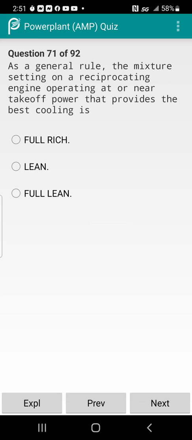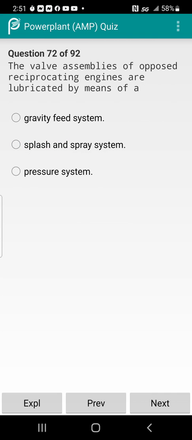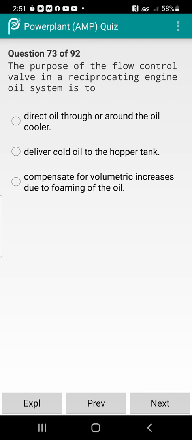As a general rule, the mixture setting on a reciprocating engine at or near takeoff power that provides the best cooling is full rich. The valve assemblies of an opposed reciprocating engine are lubricated by means of the pressure system. The purpose of the flow control valve in a reciprocating engine oil system is to direct oil through or around the oil cooler.